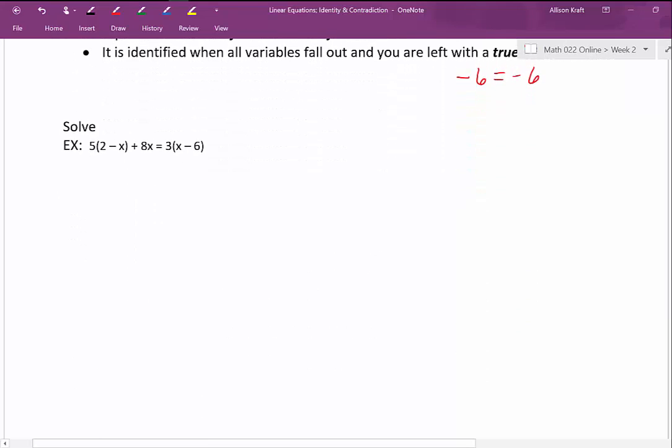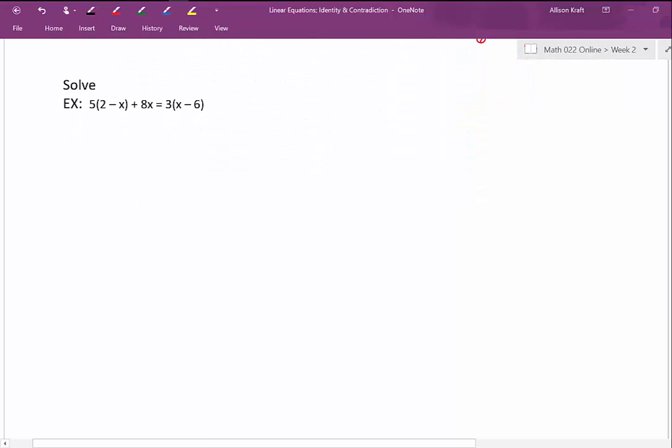We don't know just by looking at an equation whether it's conditional, an identity, or a contradiction. So you just have to solve the equation as normal, following the steps that we've learned, and then if the variables fall out, we'll interpret our answer at the end. I'm going to start solving this equation as normal.